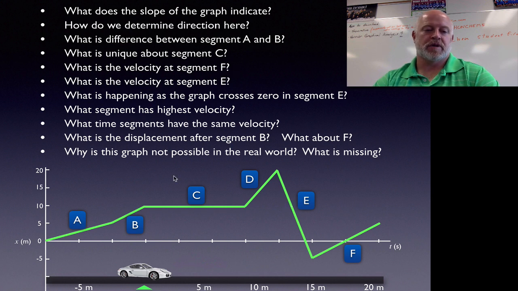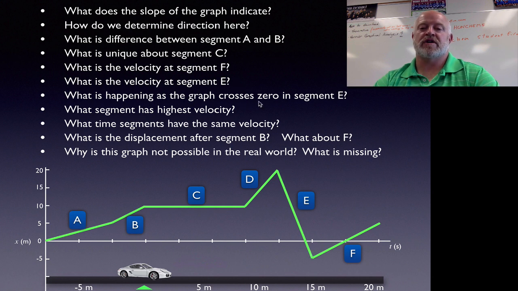What about E? So E starts at 20, and in 1 second, it drops down to -5. So the speed here, okay, is 25 meters per second. That's not the velocity. The velocity is a negative 25 meters per second, okay? Because it's a negative slope.